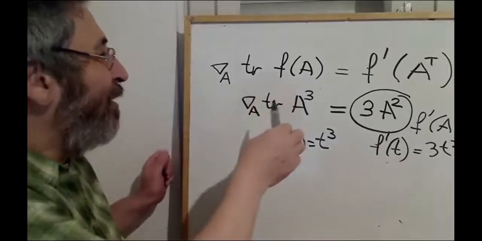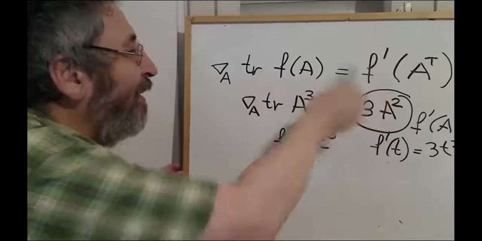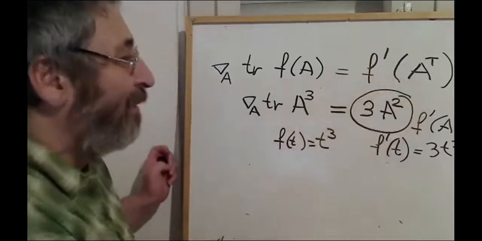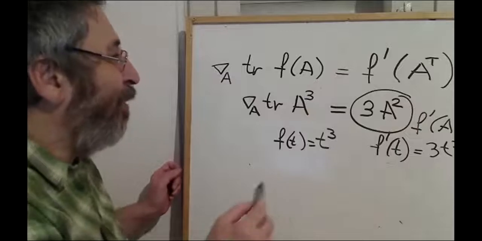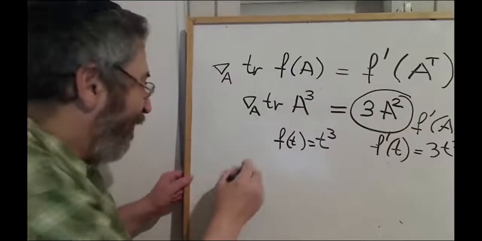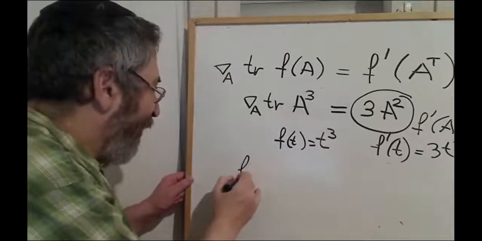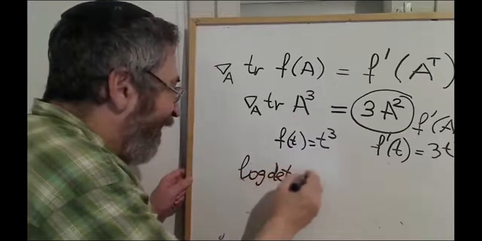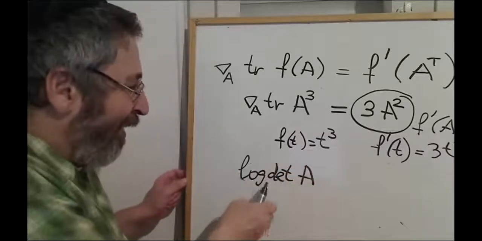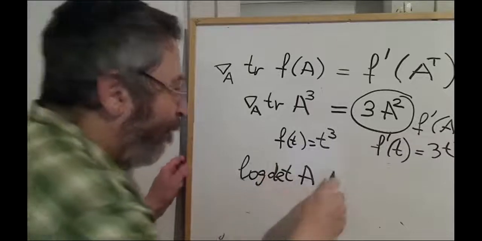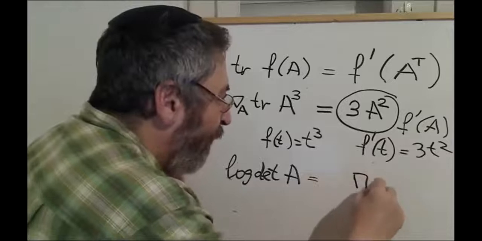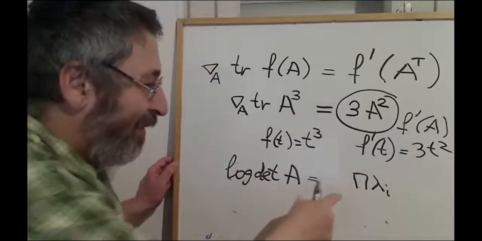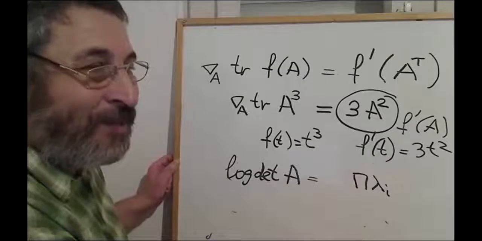So we got to the conclusion that if I have trace of f of A, its gradient is just to apply the derivative of this scalar function, but to the matrix. And now we say that there is one more. I reproduce for you the whole lecture. Log det A. What is determinant of A? It's a product of eigenvalues, yes? Do you know this property of the determinant of a matrix? It's the product of its eigenvalues. We proved it already.